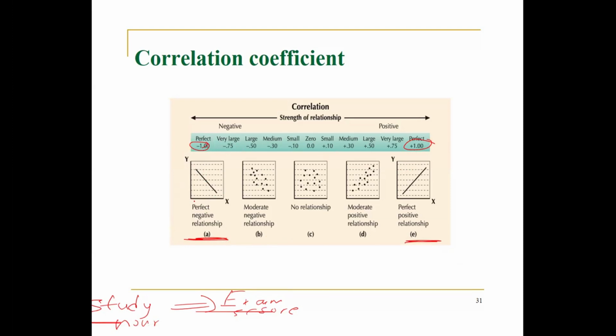A negative relationship means when x increases, y decreases. A positive relationship means when x increases, y increases, right? Then 0 means there is no linear relationship between the two variables, right?